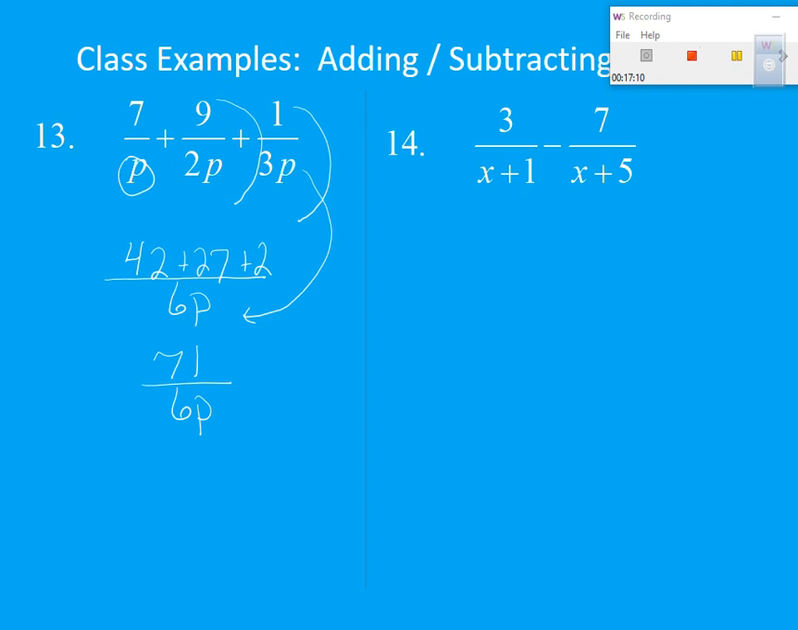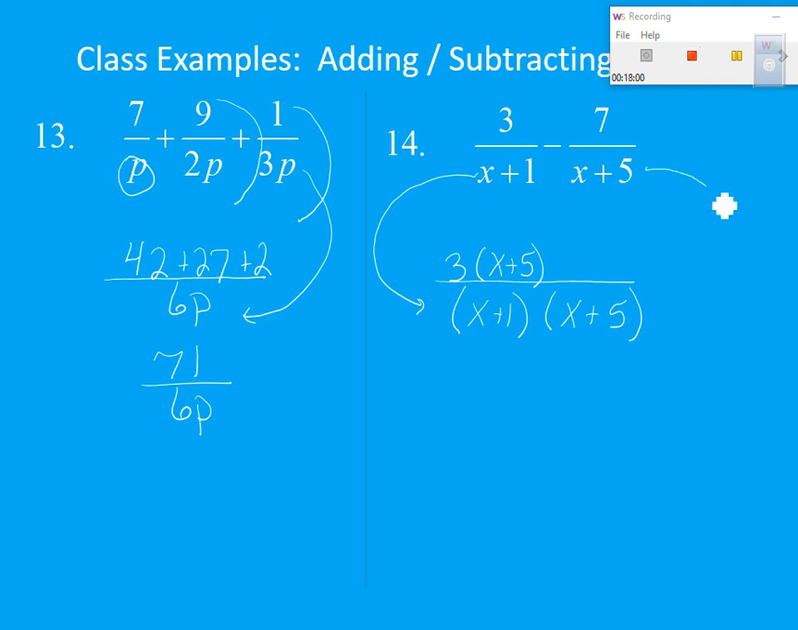Here's my number 14. The trick on these, or what you got to do on these, is x plus 1 is some number. X plus 5 is some totally different number. So, my common denominator has to have the quantity x plus 1 in it, and my common denominator has to have the quantity x plus 5 in it. Now, compare this denominator to this. I am missing the x plus 5. So to the 3, I need to multiply by x plus 5.